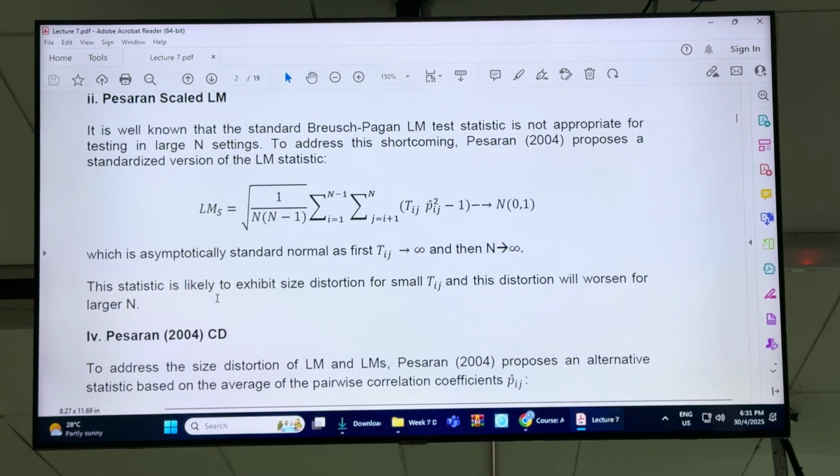But what does the literature say? The literature says that this test statistic, even though it already accommodates the limited N issue, also has a size distortion if we have a small T. Even though it accounts for the limitation in Breusch-Pagan 1980 for the limited N.